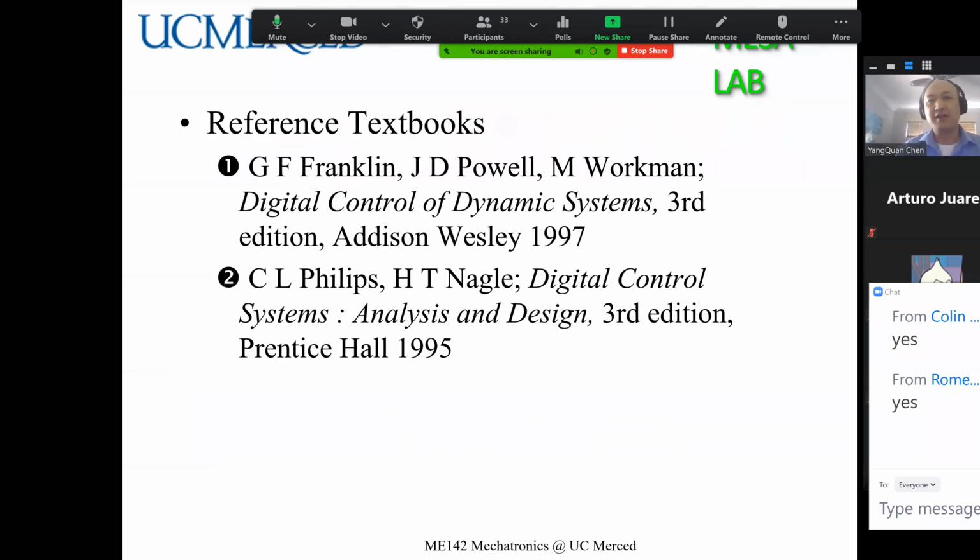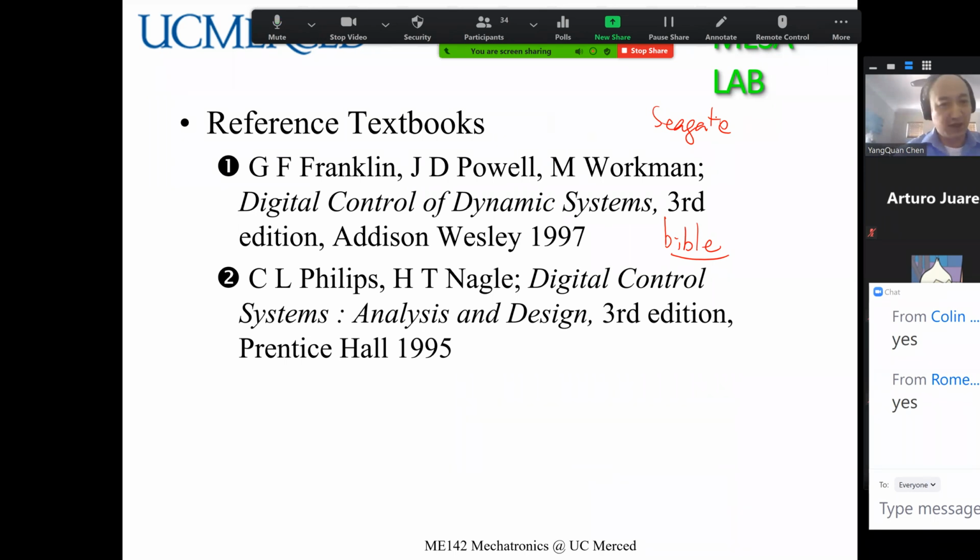So the key references are Franklin's Digital Control of Dynamic Systems. This is a very nice textbook. It's considered as a Bible of digital control. When I was working in Seagate, a manufacturer of hard disk drives, I worked there from 1999 to 2000, 1.5 years in Seagate doing the disk drive control. Everybody has a copy of this book.